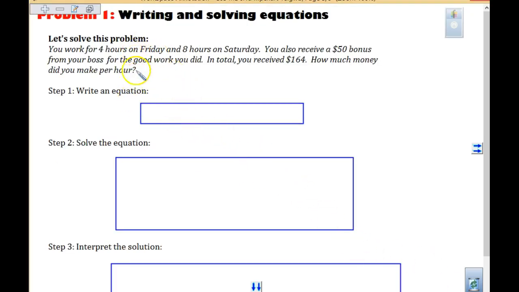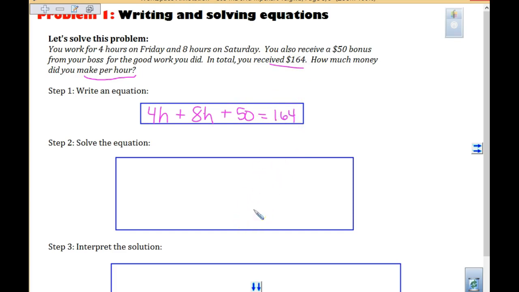So as you look at problem 1 in your notes, we are going to write an equation. We're trying to find out how much you made per hour. You worked the first day 4 hours, 4 times H. Plus, on the second day, you worked 8 hours. We don't know how much you're getting paid, so we're going to call it 8H. Then your boss gave you a bonus of $50. And he told us that we received $164.